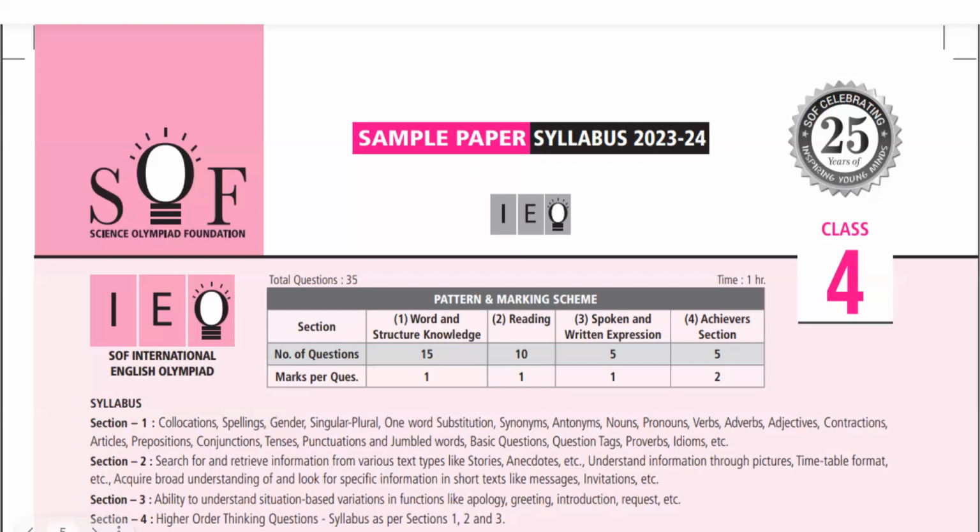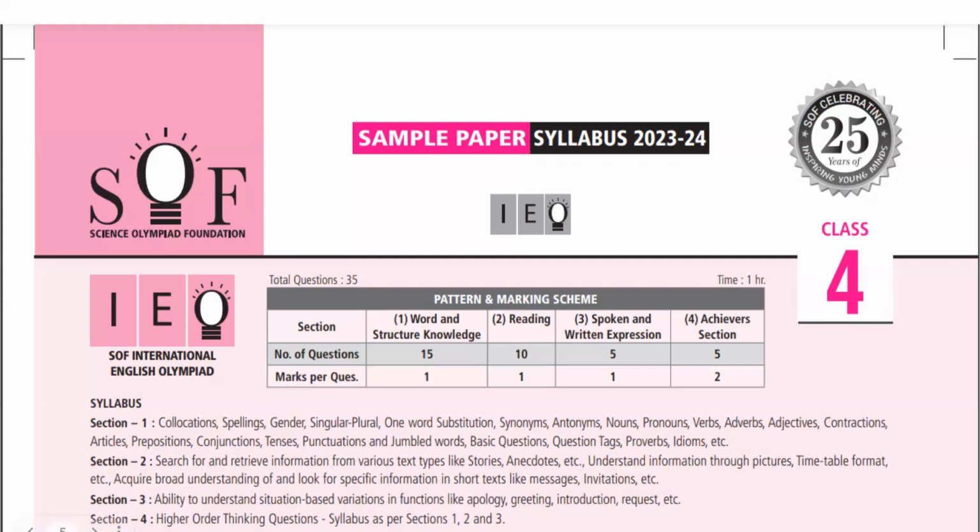Now, in section 3, what they are going to test is whether you have the ability to understand situation-based variations, like apology. When you apologize, you write in a specific way. Greeting, how do you greet? Introduction, how do you introduce? And request. These types of questions will be covered in section 3.